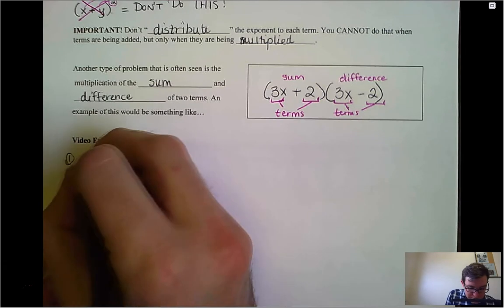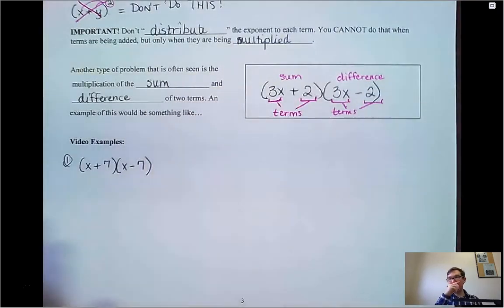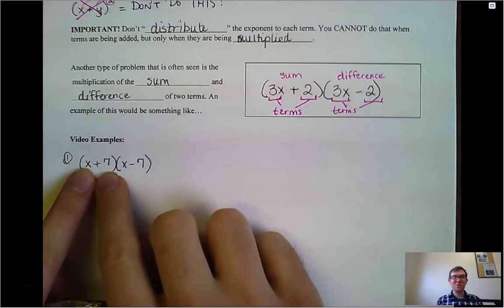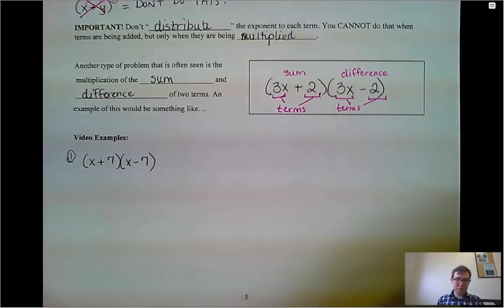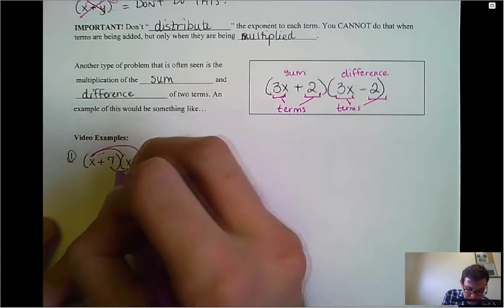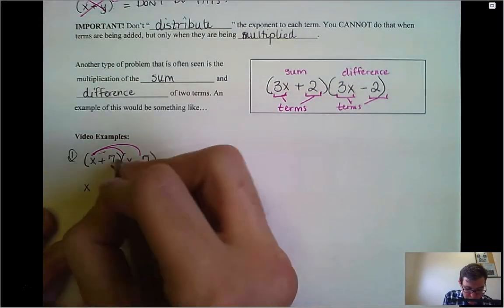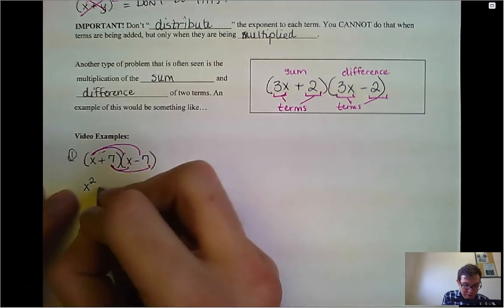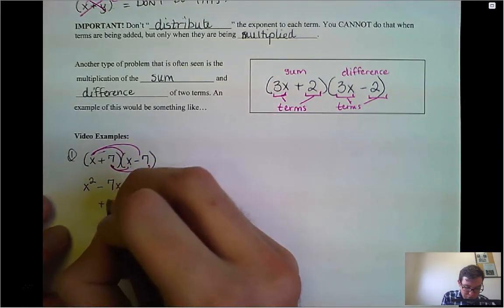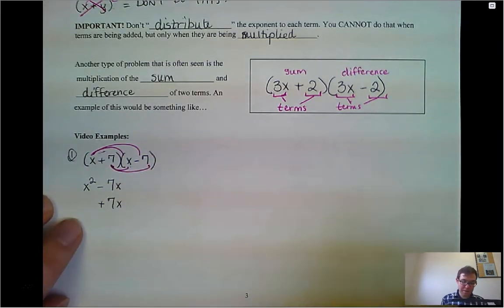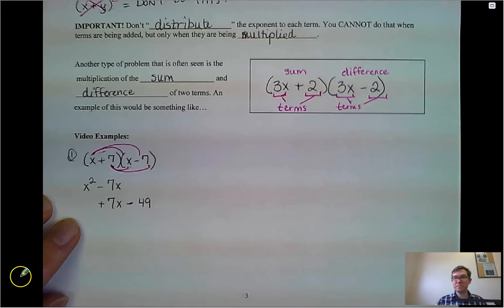So the first example we'll do is x plus 7 times x minus 7. Okay, so my two terms are x and 7. We're going to multiply the sum of the two terms by the difference of the two terms. So we'll do FOIL, first, outer, inner, last, because these are just binomials. So we can use x squared from the first terms. The outer terms will give me minus 7x. The inner terms give me positive 7x, so I'm going to write that underneath just so that everything is lined up. And then 7 times negative 7, that's going to give me negative 49.